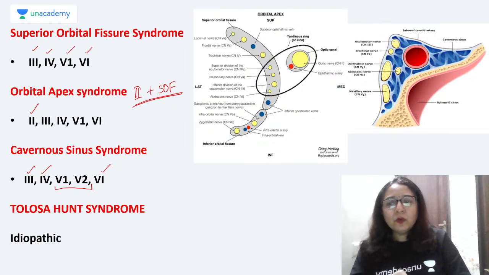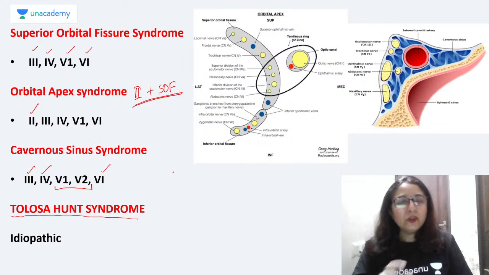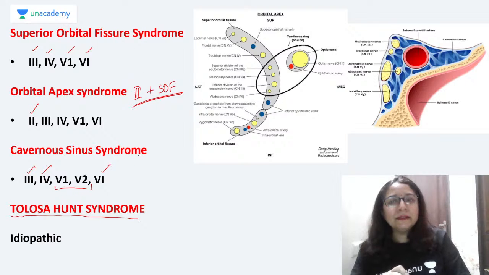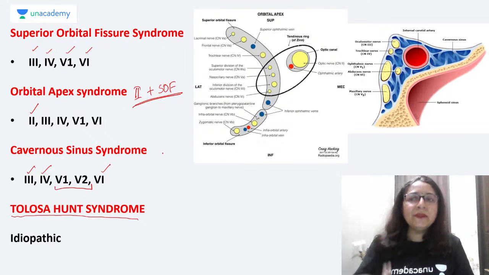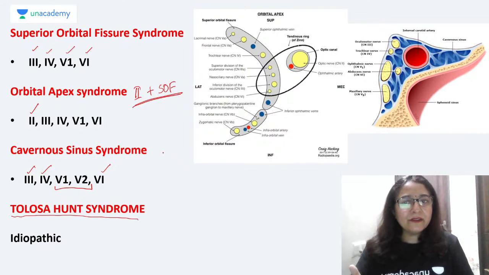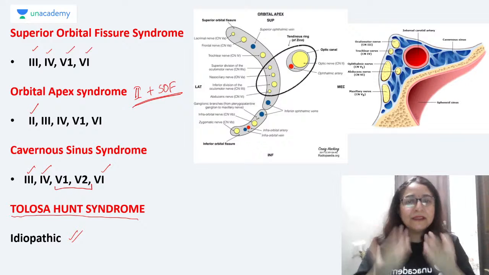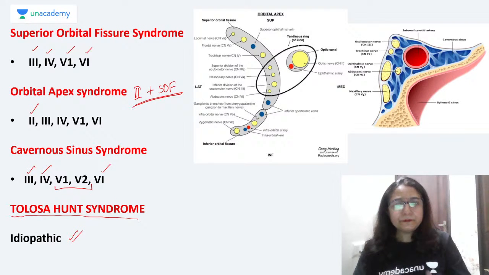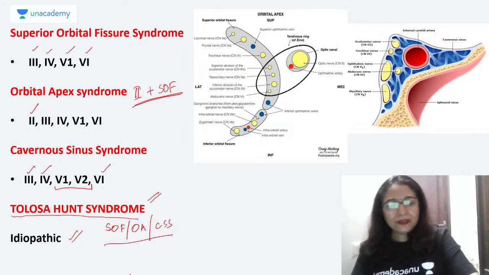Okay. Now, what is Tolosa-Hunt syndrome? This is a common question which we come across. In Tolosa-Hunt syndrome, the involvement of the nerves which we just read, either presenting as a superior orbital fissure syndrome, or orbital apex syndrome, or cavernous sinus syndrome, can occur. But when it is idiopathic in nature, we cannot trace the cause of why these syndromes are happening. Either of these can present, but when the cause is idiopathic, then we will give it the name Tolosa-Hunt syndrome. Okay, so am I clear about it?